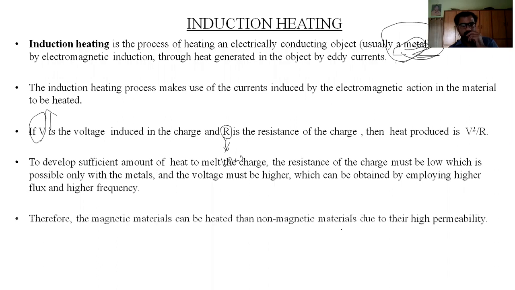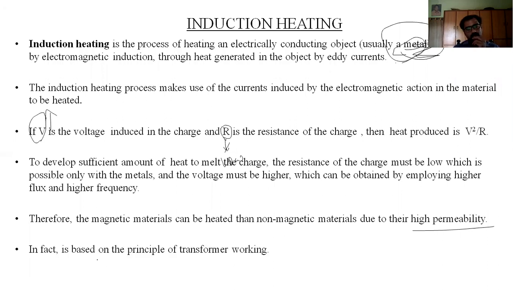Here I have given a point: magnetic materials can be heated more than non-magnetic materials due to their high permeability. By employing higher flux and higher frequency, magnetic materials can be heated up more quickly than non-magnetic materials, because of their high permeability. This complete action is based upon the principle of transformer working, which you all know.